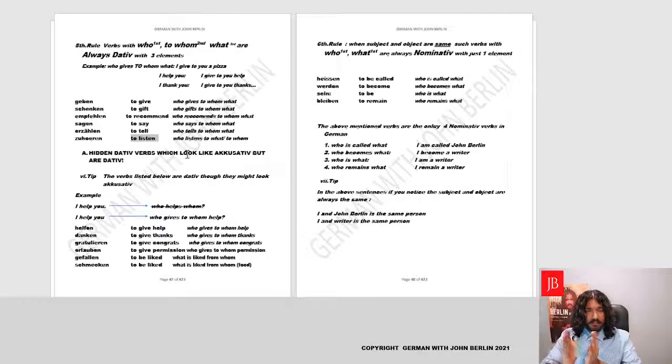So I meet you, accusative. I bake for you pizza, accusative dative. I give to you a pizza, pure dative verb. Yes, perfect. Now let's move on and see the last two types of verbs which are pending.